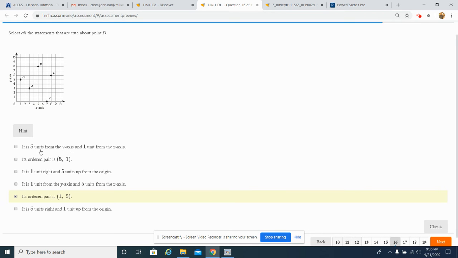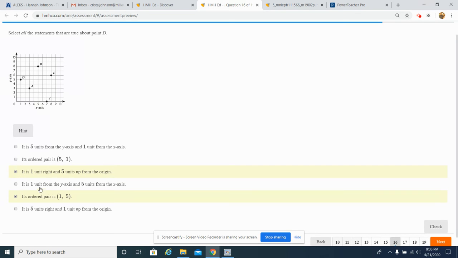Okay, so let's go through this. Is it 5 units from the y-axis? Is it 5 units over here? It is not. And 1 unit from the x? That's not true. Is it an ordered pair 5 and 1? Nope, that would be right there. Okay. It is 1 unit right and 5 units up from the origin. So 1 unit right and 5 units up from the origin. Is that true? That is true.